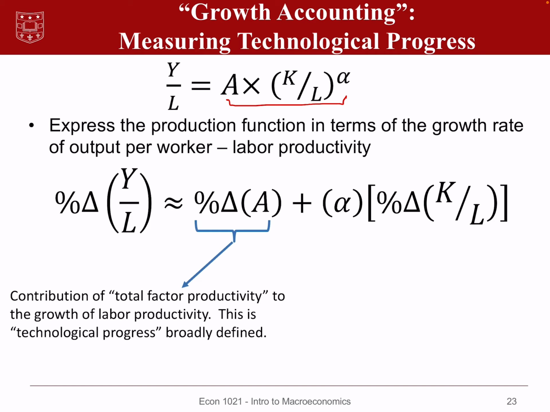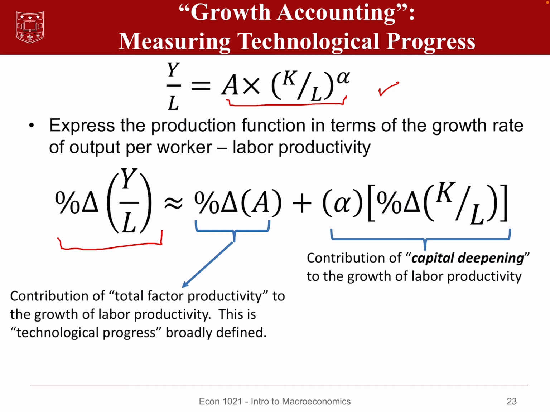What we can do is take this production function and say what we have up here in levels, we can then say, all right, in growth rates, the growth rate of output per worker is going to approximately be the sum of the growth rate of broadly defined technological progress plus this other piece that we're calling capital deepening, the extent to which capital per worker is rising.